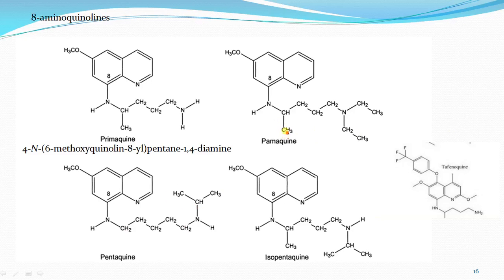This pamaquine also has pentane, 1, 2, 3, 4, 5, but it is diethylamine. It is again 6-methoxy, and the 8 position is substituted with the chain, the 1 and 4 positions diamine, but one amine is substituted with the diethyl functional group. So this is pamaquine.